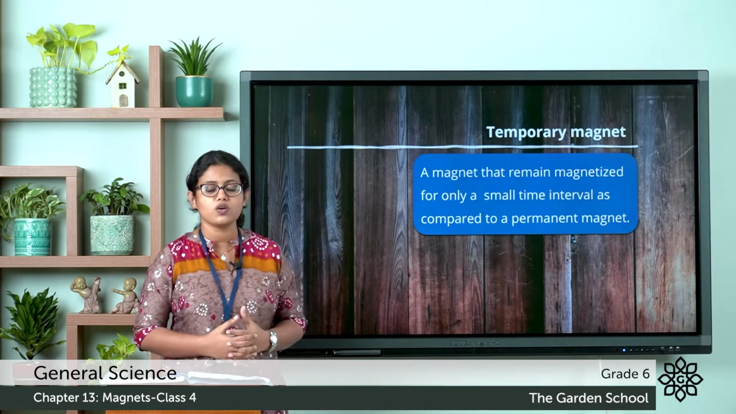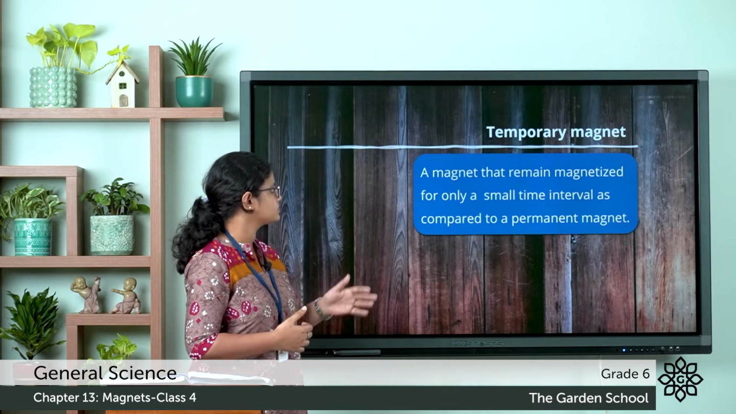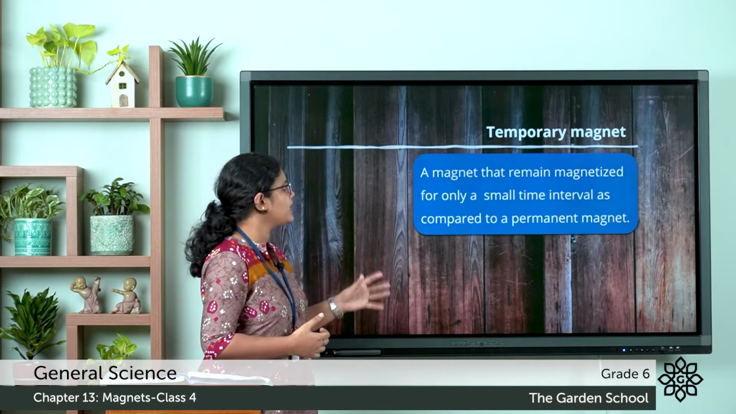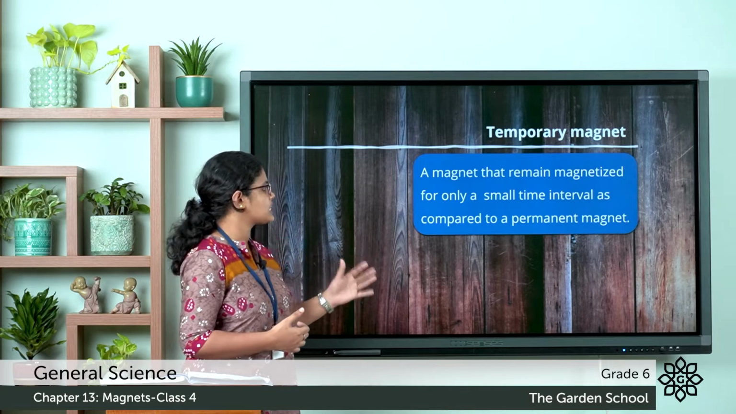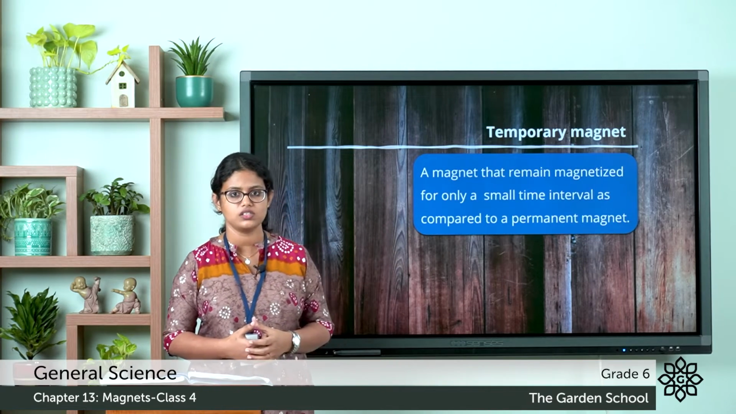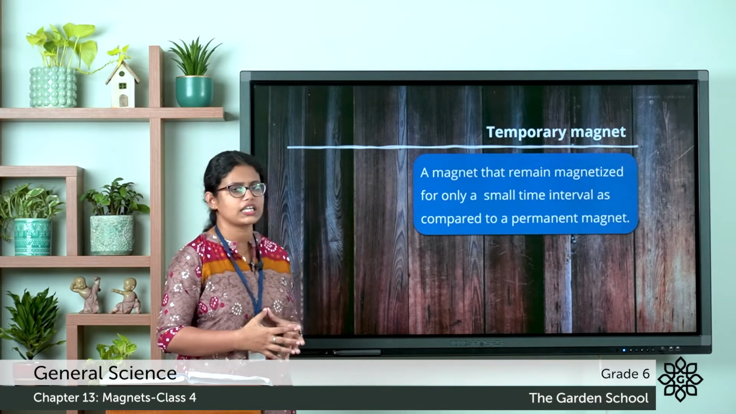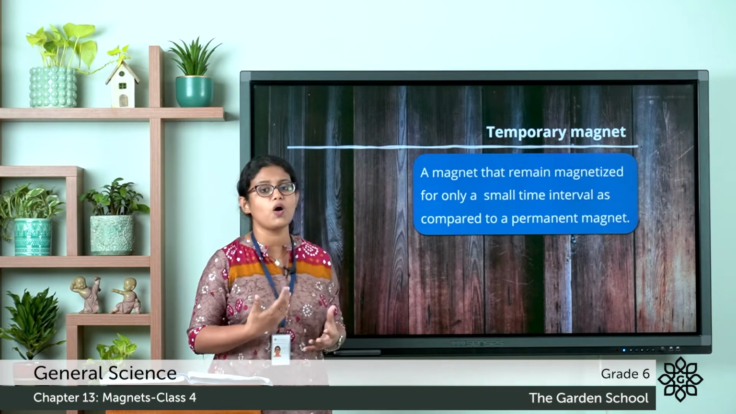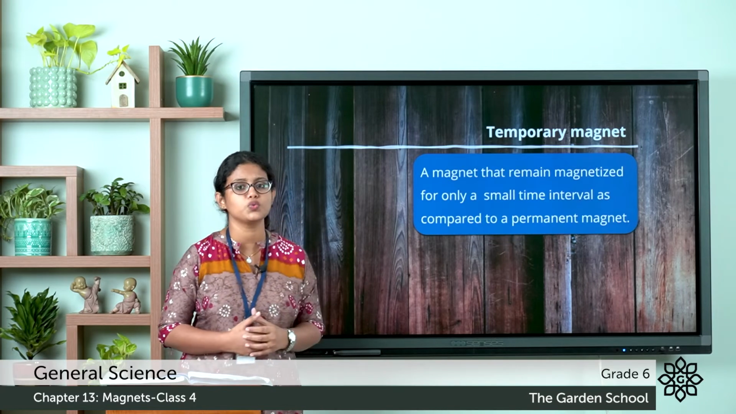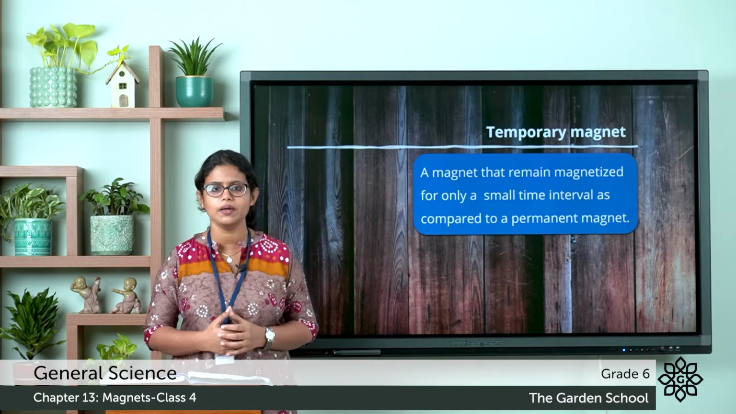The next is about the temporary magnet. So what is a temporary magnet? A magnet that remains magnetized for only a small time interval as compared to a permanent magnet. That is called a temporary magnet. So let me tell you once again, a magnet that remains magnetized for only a small time interval as compared to a permanent magnet is called a temporary magnet.